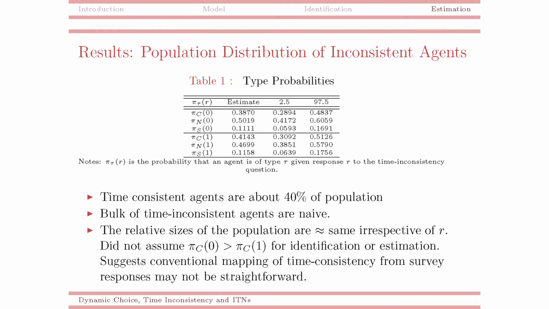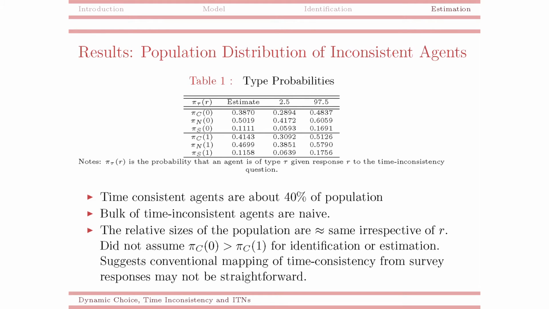So one way to read, say, the first panel is that consistent agents are about 40% of the population. About 60% of the agents are inconsistent, 50% of them are naive, and about 10% are sophisticated. The interesting thing is that these fractions don't change very much, irrespective of whether R is equal to 1 or R is equal to 0. So this is interesting because, remember, we didn't need to assume that, for example, pi c0 was bigger than pi c1 when we did our estimation exercise, right?